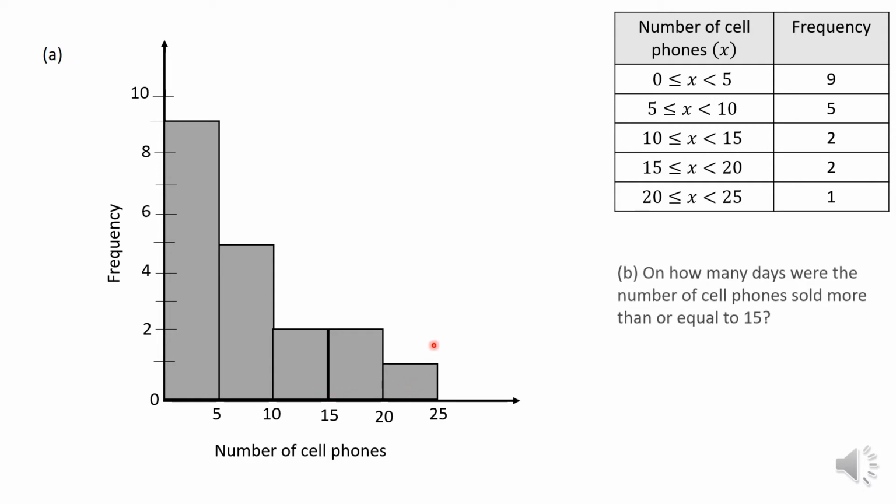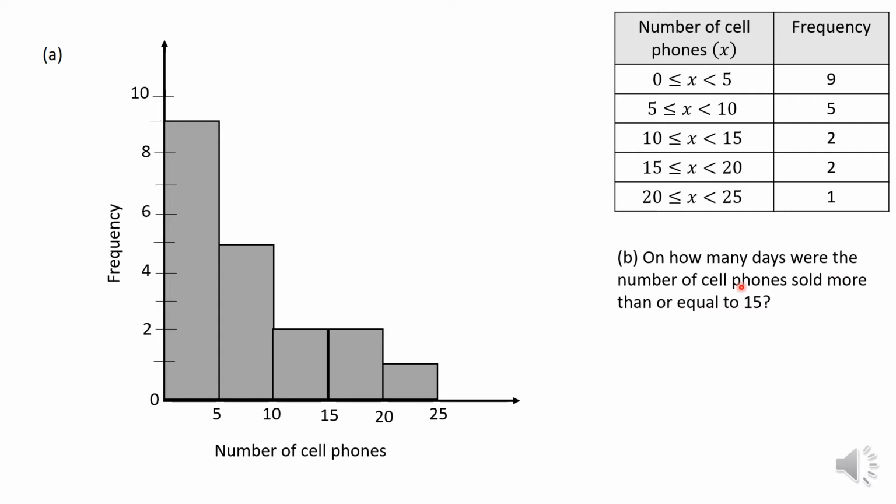Now, the B part of that question: on how many days was the number of cell phones sold more than or equal to 15? If you look here, more than or equal to 15 is between 15 and 20 or between 20 and 25. So it's essentially the 2 here plus the 1. That's 3 days.